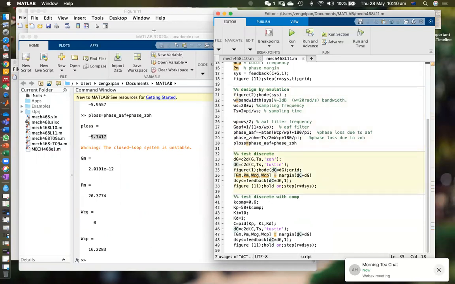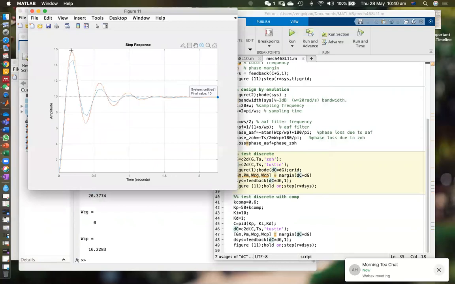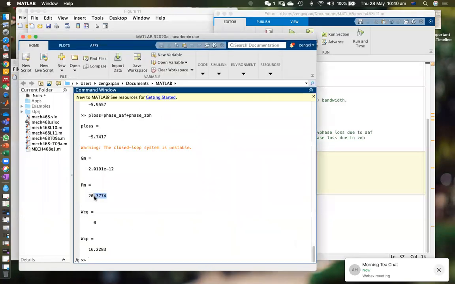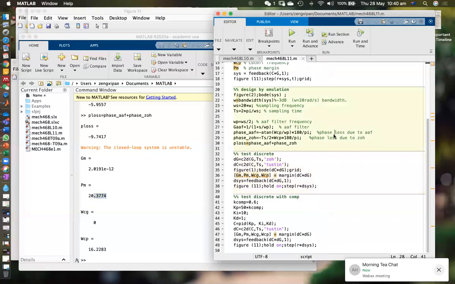So if we don't do anything, this is going to be the output, and this will be a little bit unstable. And what we want is a controller that performs as stable as the previous one. So we wanted to do something for the discrete controller to make it as stable as the previous one. So we wanted this phase margin to go back to 26. And this is what we do.